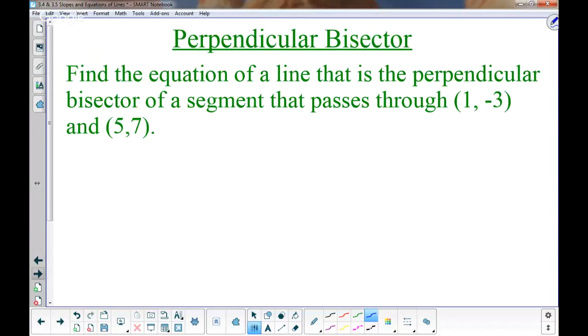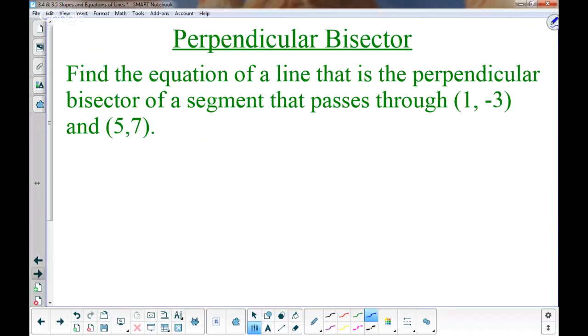All right. Another question. This is one you are going to see, and you're probably going to see this on your test and quiz as well. Perpendicular bisector. And think about the name, perpendicular bisector. What does that have to be? It's got to be perpendicular, and it has to bisect. And we want to find the equation of a line that is the perpendicular bisector of a segment that passes through (1, -3) and (5, 7).